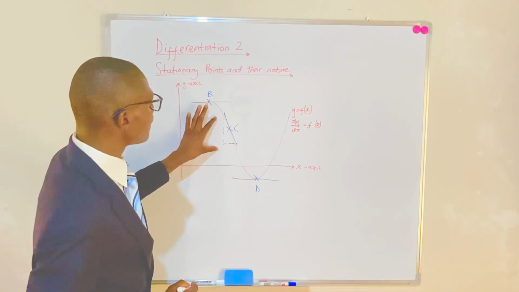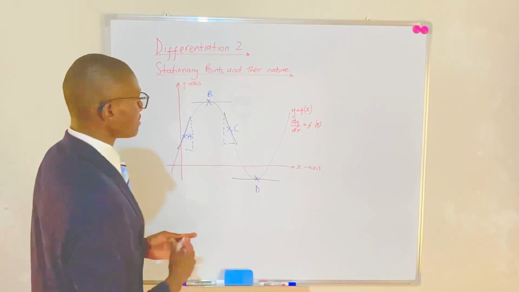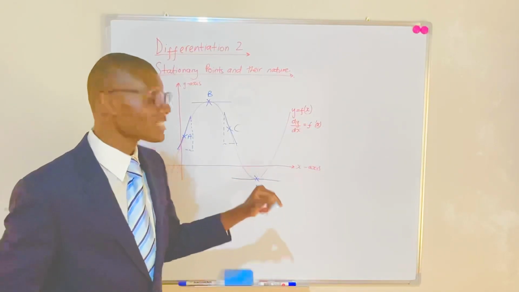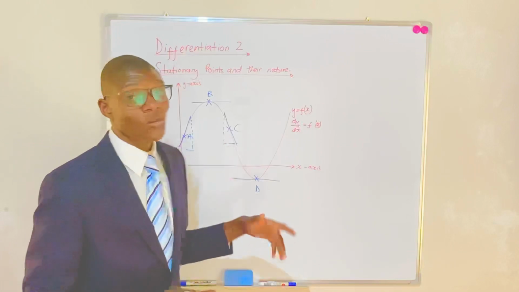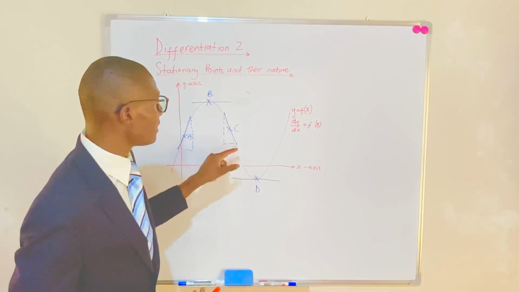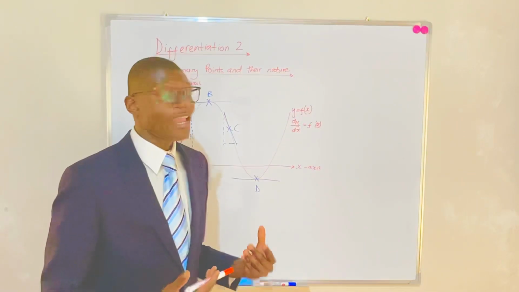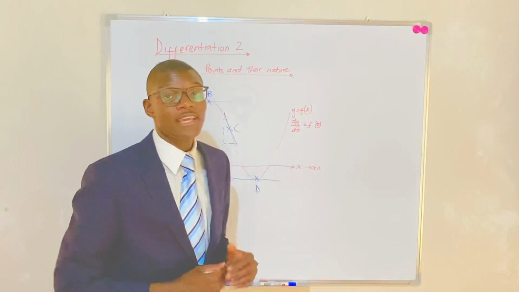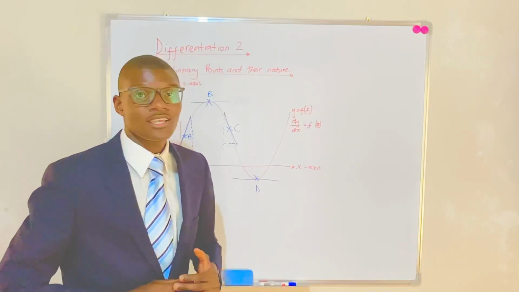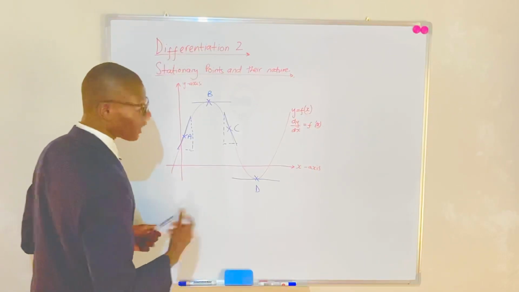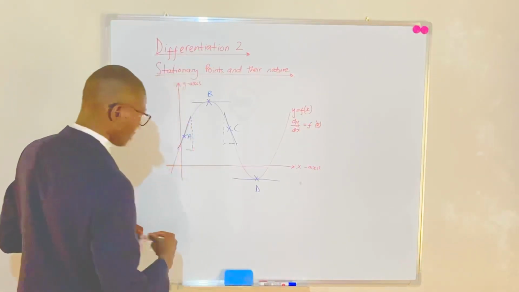Now at point C, what do we see? We see that as x increases, the function f of x decreases. So what does this imply? This implies that the gradient at point C is negative, and therefore at point C, this function f of x is a decreasing function. Now let's study point B. Allow me to just write at B.